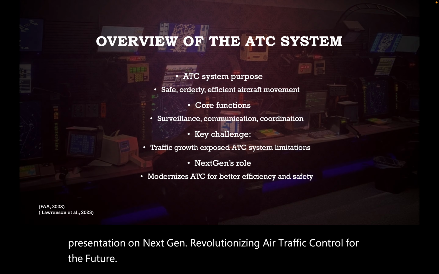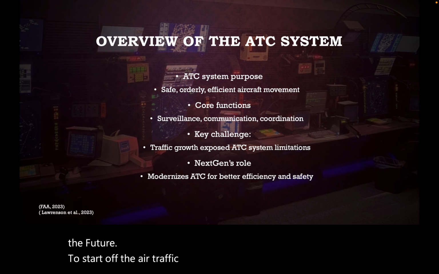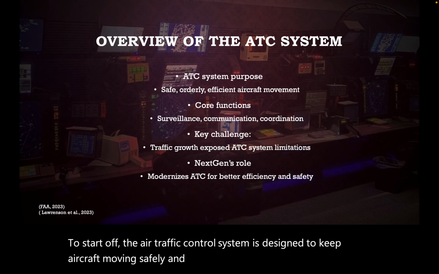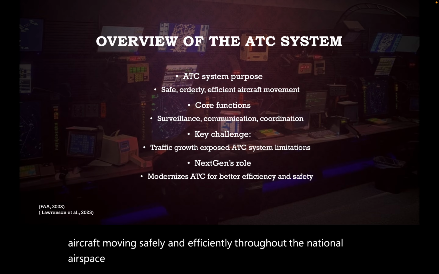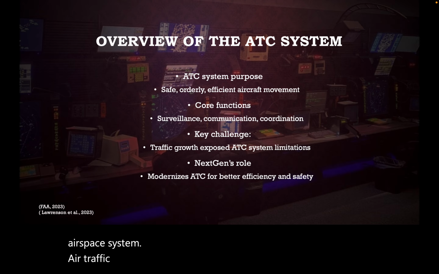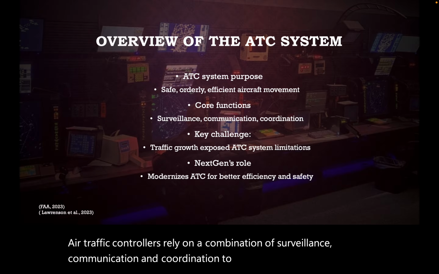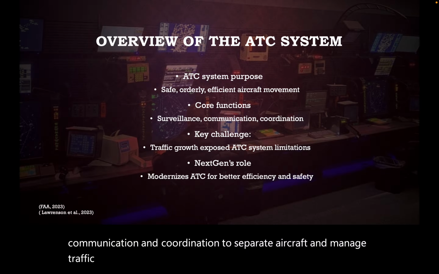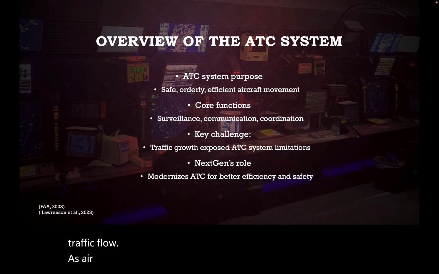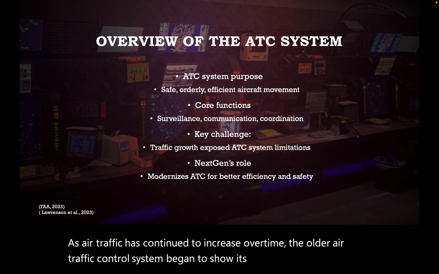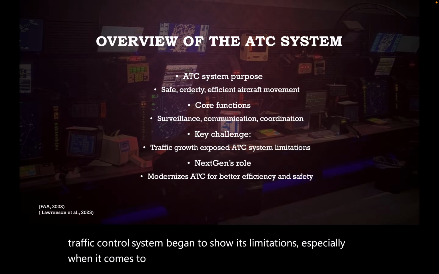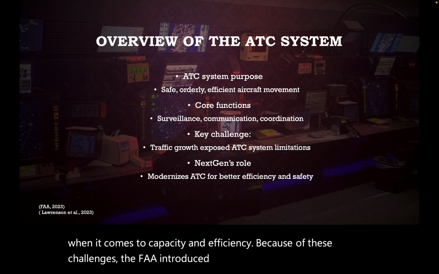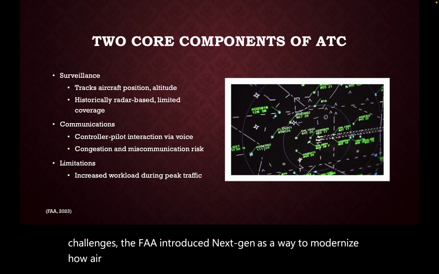To start off, the air traffic control system is designed to keep aircraft moving safely and efficiently throughout the national airspace system. Air traffic controllers rely on a combination of surveillance, communication, and coordination to separate aircraft and manage traffic flow. As air traffic has continued to increase over time, the older air traffic control system began to show its limitations, especially when it comes to capacity and efficiency. Because of these challenges, the FAA introduced NextGen as a way to modernize how air traffic is managed.